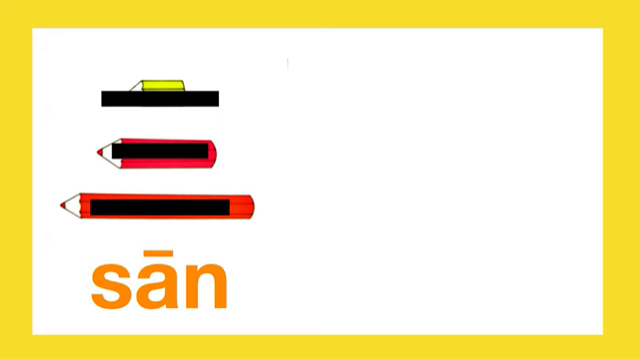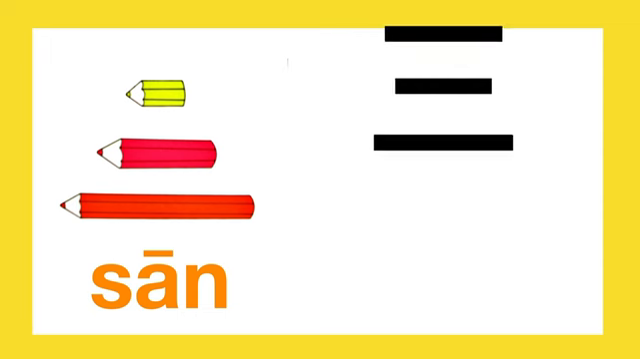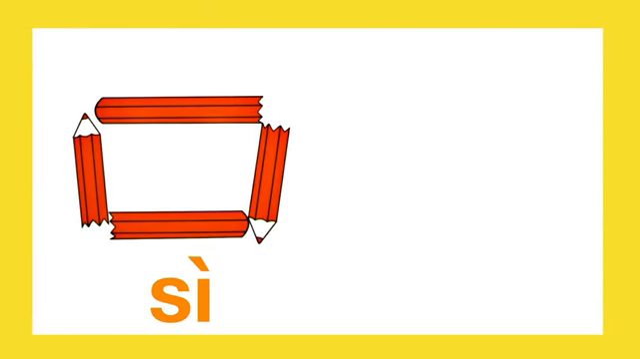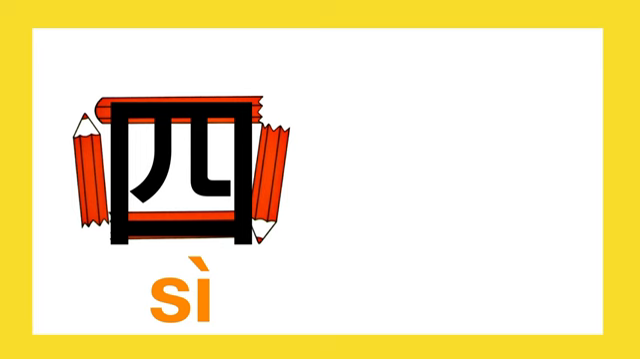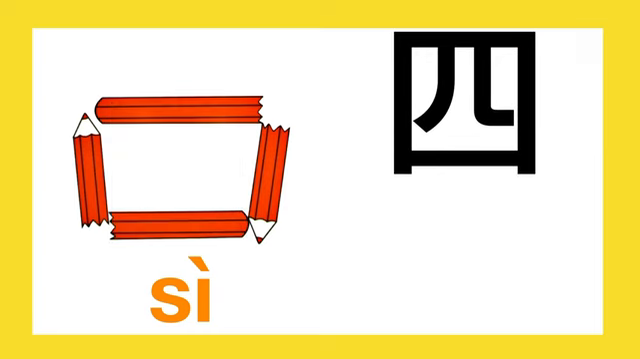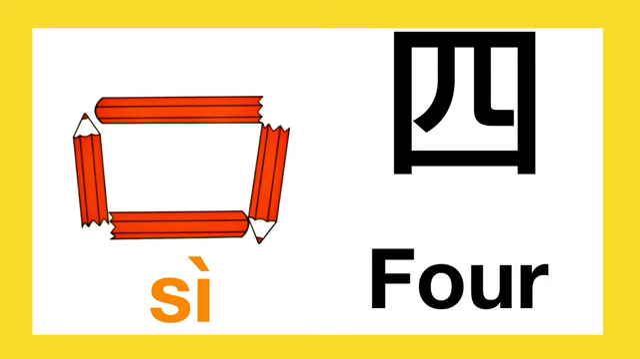This is the Chinese character for number 3. As you can see, it looks just like 3 pencils. This is the character for number 4. It looks like 4 pencils in the shape of a rectangle or square.